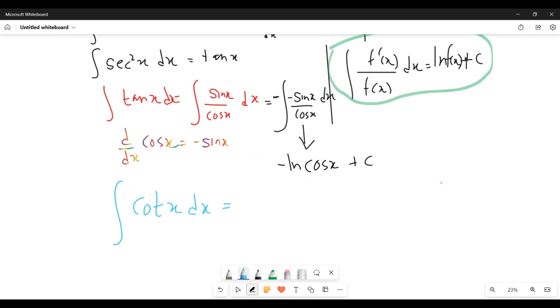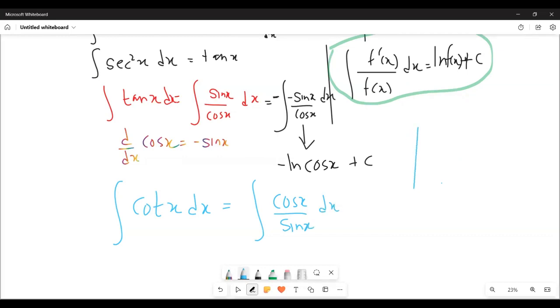Okay. So that would be integration of cot x is cos upon sine. So now is this rule applicable, that we have a function in the denominator and its derivative in the numerator? Is that true in this case?